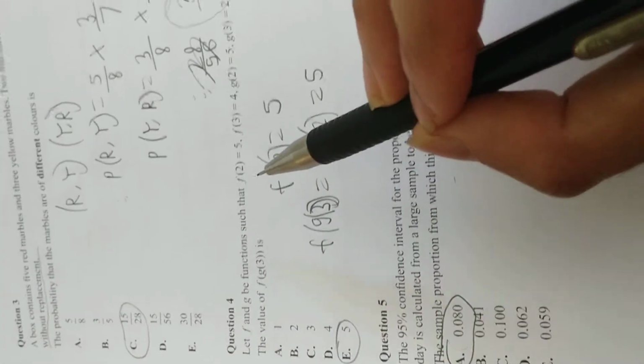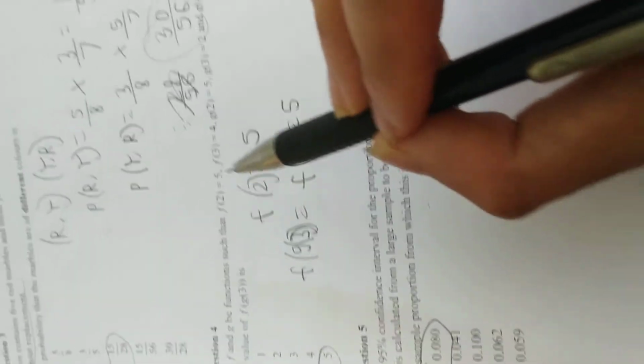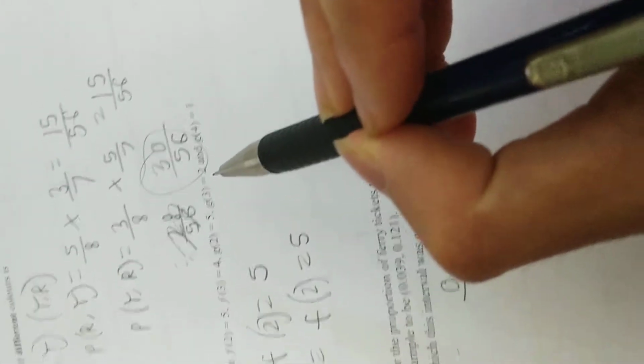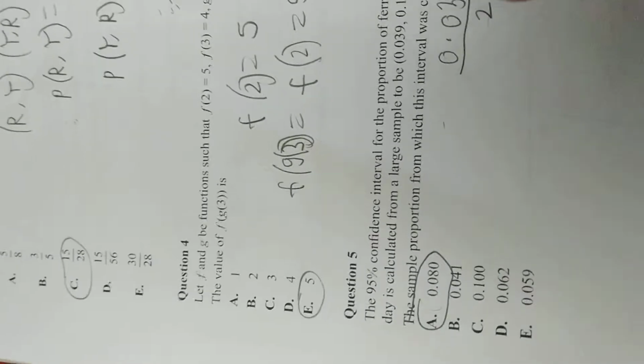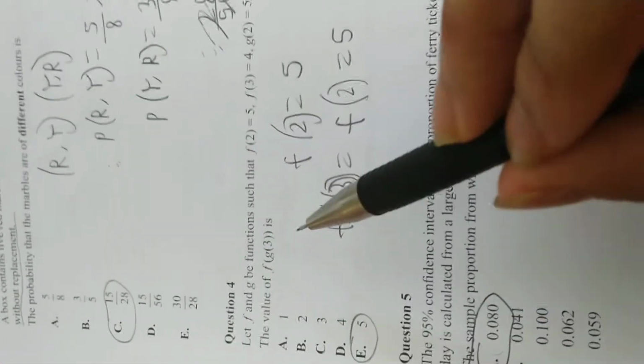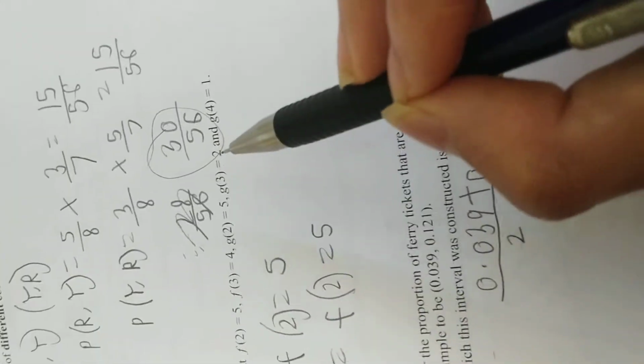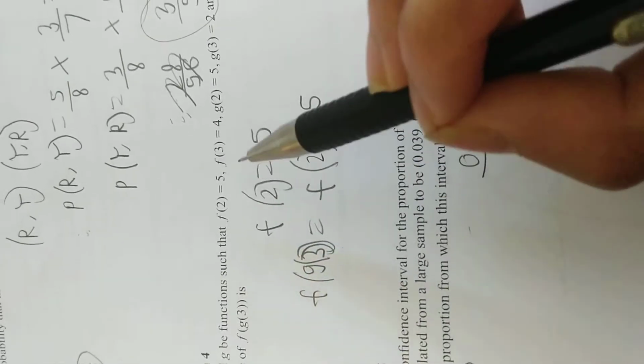Question 4. Let f and g be functions such that f of 2 is equal to 5, f of 3 is equal to 4, g of 2 is equal to 5, g of 3 is equal to 2, and g of 4 is equal to 1. The value of f of g of 3 is. So this is simply putting g of 3 into f. And we know that g of 3 is 2, so it's putting 2 into f, so f of 2, which we're told is 5. So option E.